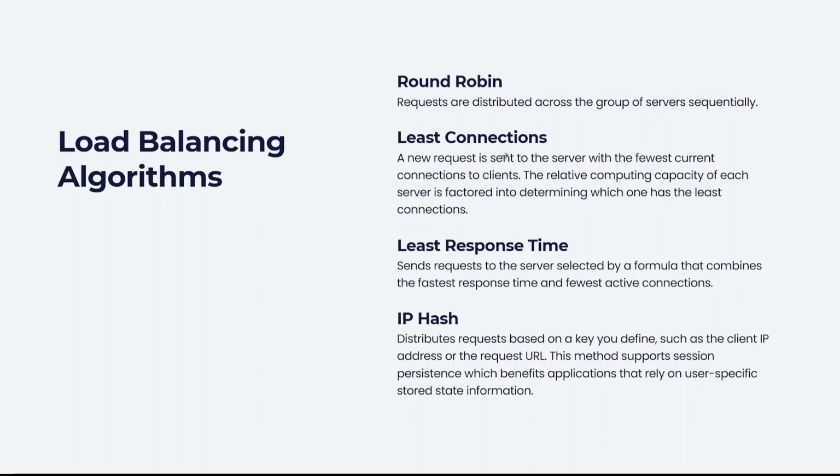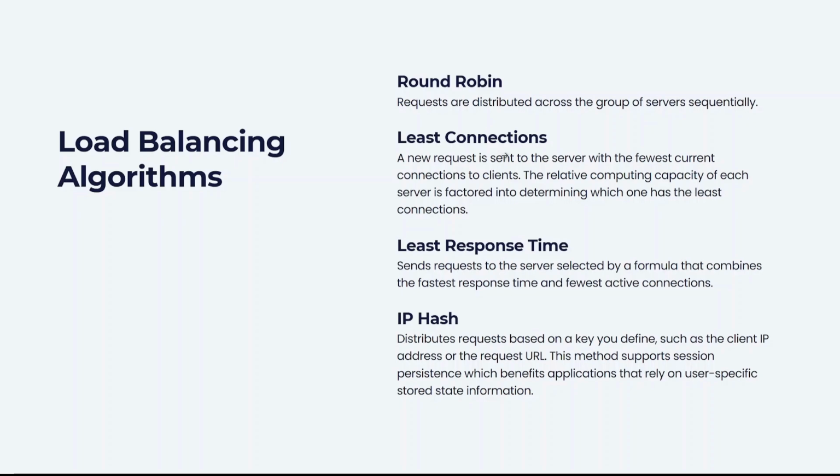First is round robin. It distributes all the incoming requests to the servers sequentially. Let's assume we have three servers, A, B, and C, and we have four requests at a particular instant. Request 1 is sent to server A, request 2 is sent to server B, request 3 is sent to server C. Now, request 4 is again sent to server A. So it follows a sequence and sequentially sends all the requests to all the available servers.